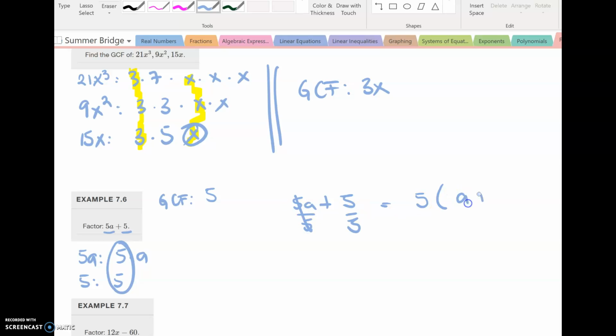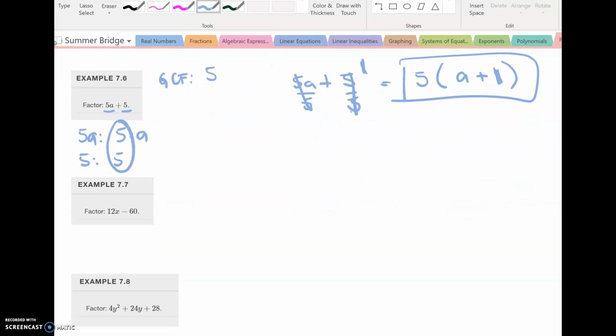And whatever you have left over is your factored form. Now keep in mind, 5 divided by 5 is 1. You need that 1 there. It's a placeholder. So that is your factored form.